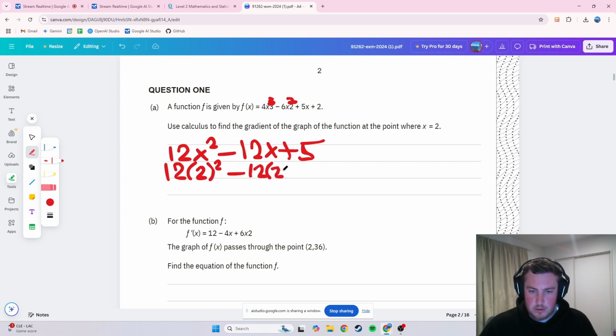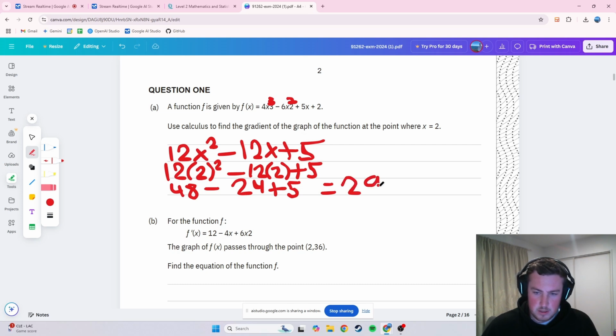I'll give it a go. 2 squared is 4, times that, 48. Okay, take your time. Minus 24, plus 5, and so then 24, so it'll be 29. Is 29 the answer?